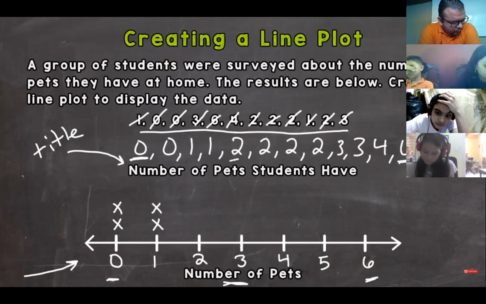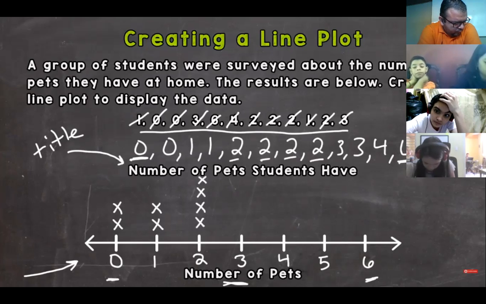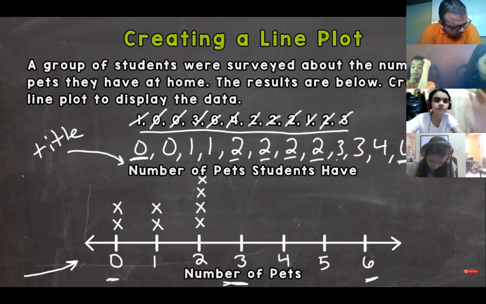Well, 1, 2, 3, 4. So we need 4 X's to represent those 4 students. Then we check how many students have 3 pets. 1, 2.